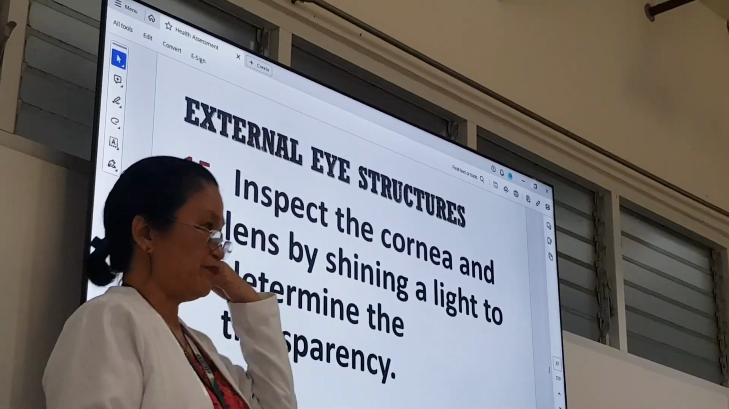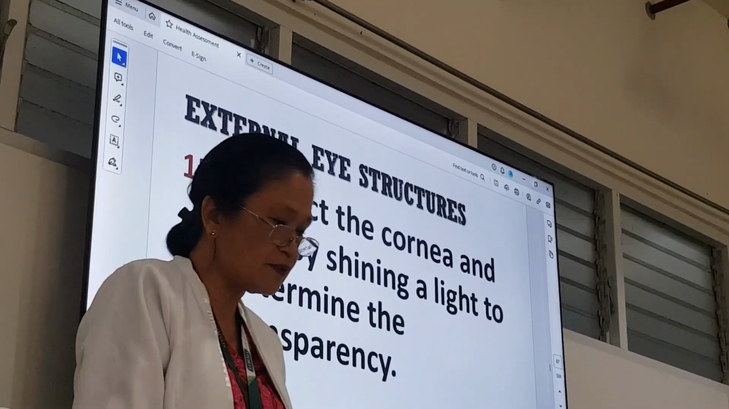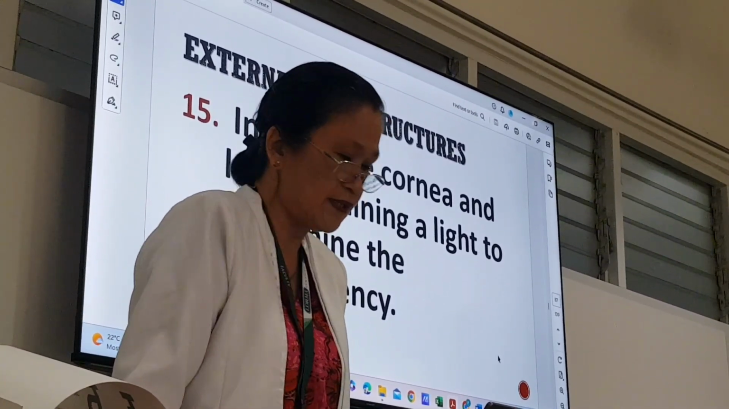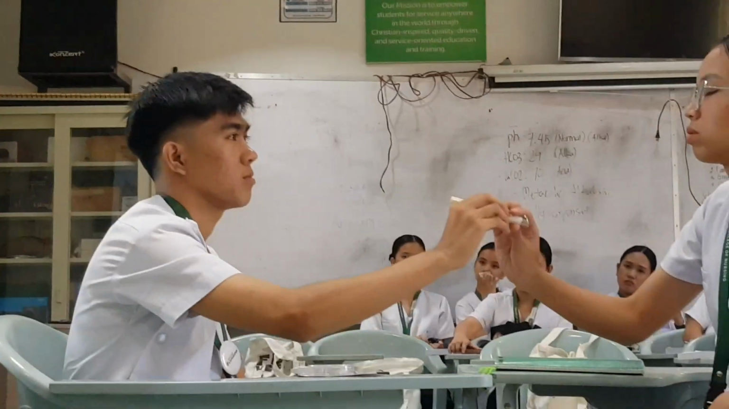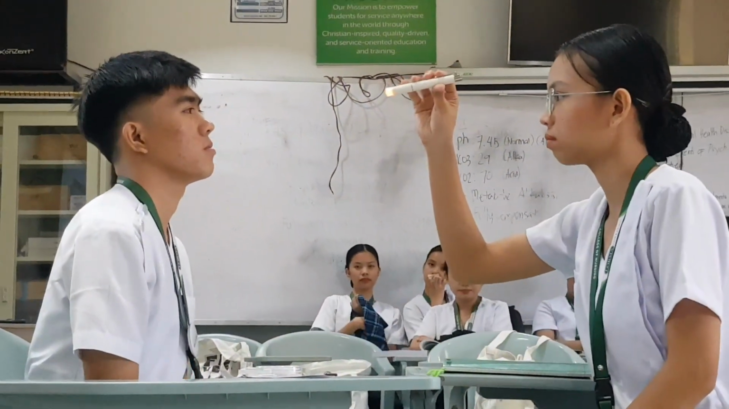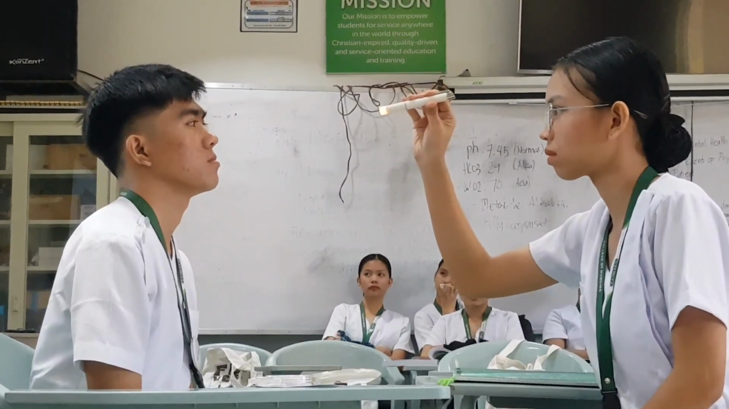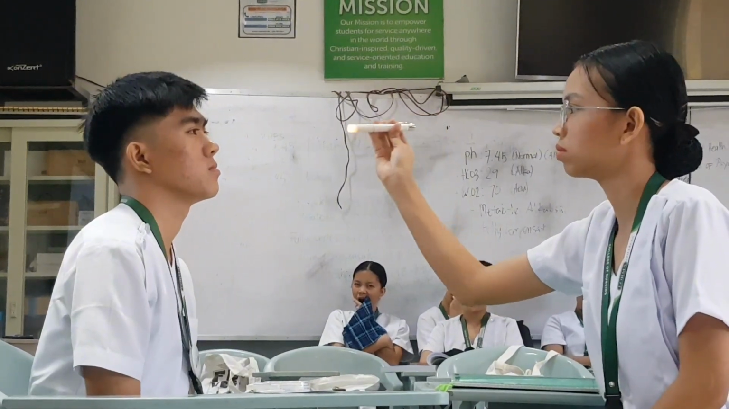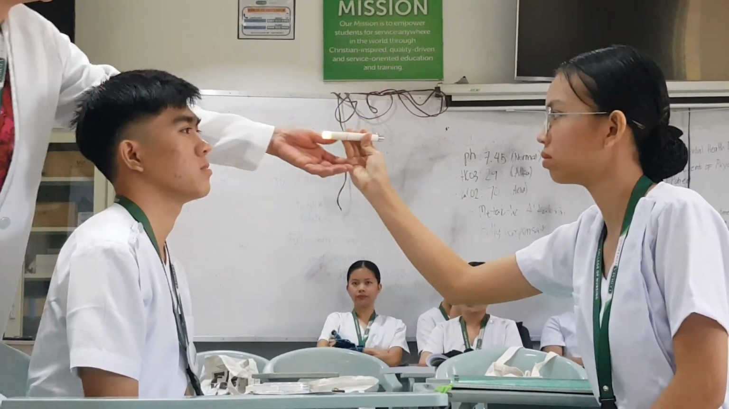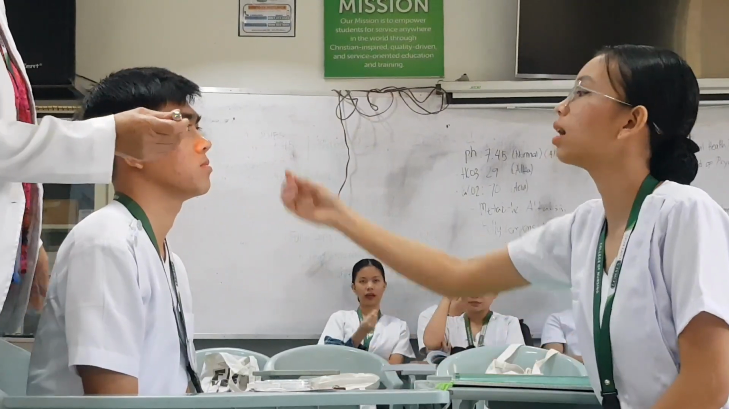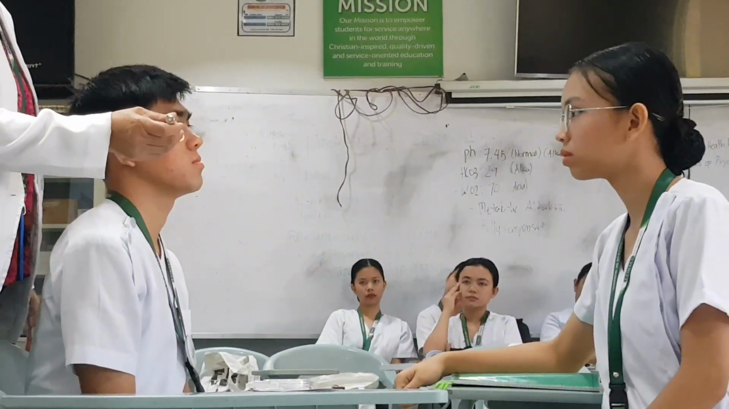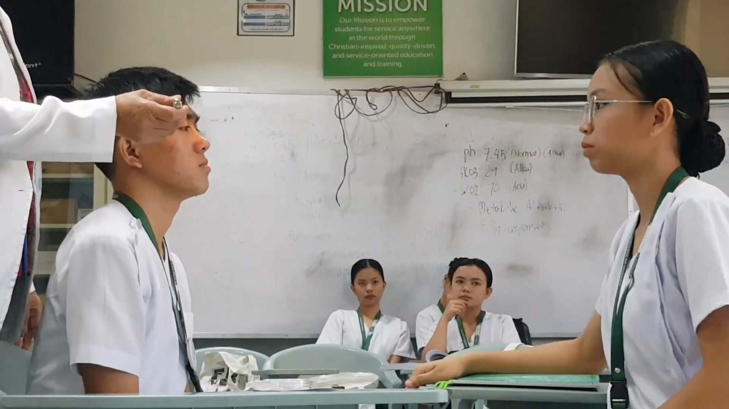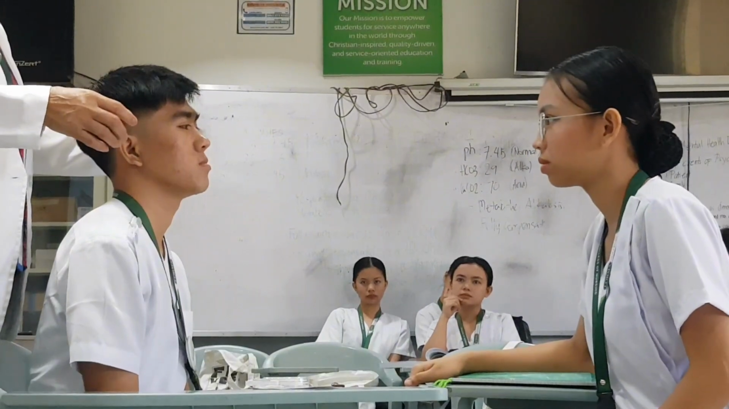And then now, ito na, inspect the cornea and lens by shining a light to determine the transparency. Inspect mo na yung cornea. And ito, shine a light from the side of the eye, by an oblique view, side of the eye. When you say side, tingnan mo yung kanyang eye. Mayroon ka bang nakikita? Is it clear? Clear. And then the other side also.